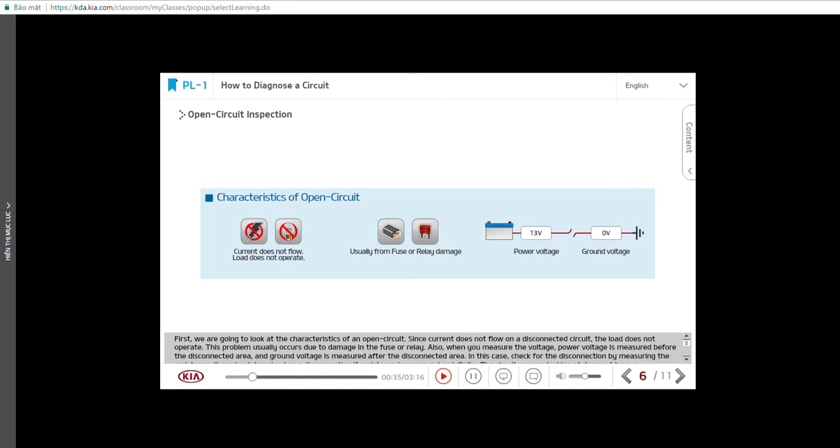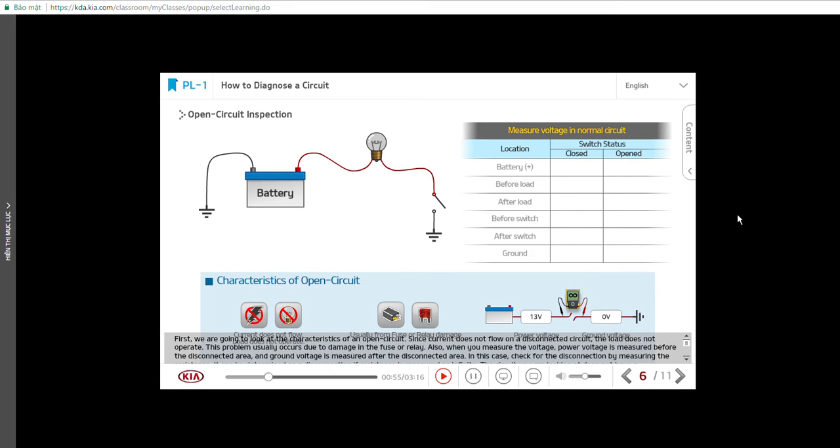Also, when you measure the voltage, power voltage is measured before the disconnected area, and ground voltage is measured after the disconnected area. In this case, check for the disconnection by measuring the resistance. It can be determined as a disconnection if resistance is measured as infinite.